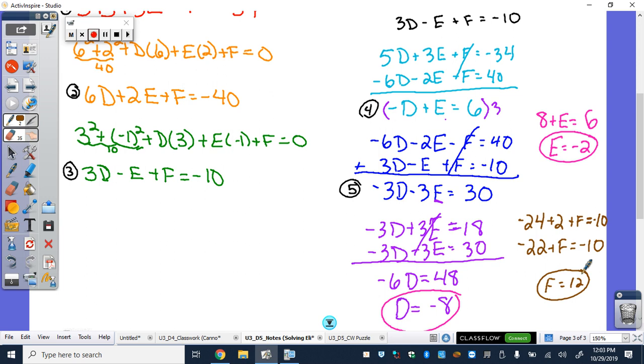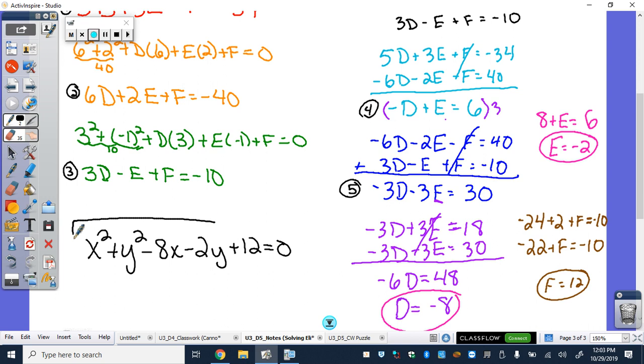Now remember, we're still not done yet. The whole point of this was to write the equation of the circle, which I can do now that I know d, e, and f. So x squared plus y squared minus 8x minus 2y plus 12 equals 0. There's our equation.